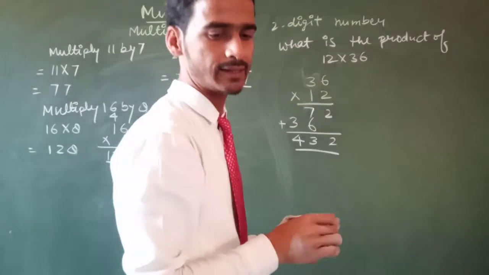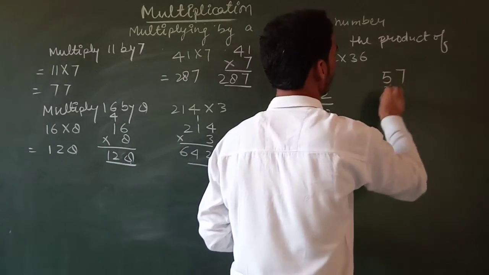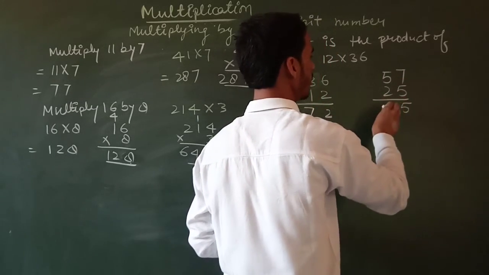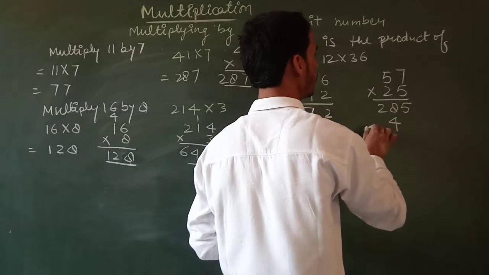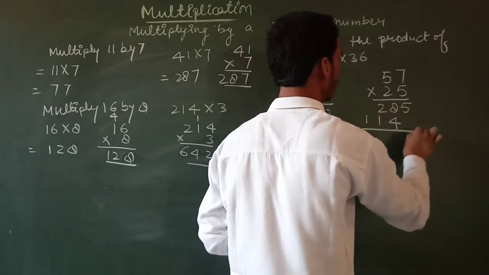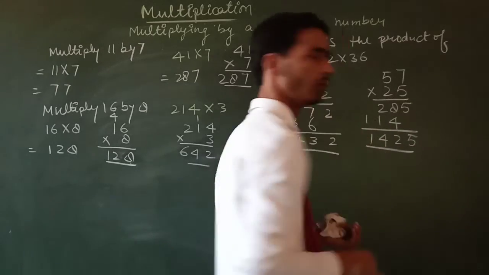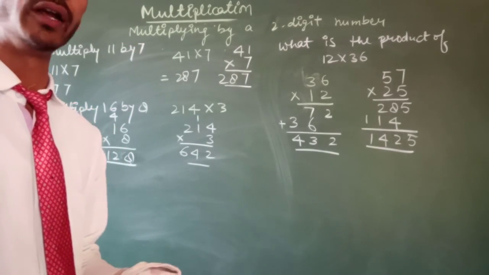Let's take another example. 57 multiplied by 25. 5 sevens are 35, 3 carry. 5 fives are 25, 25 and 3 are 28. Then 2 sevens are 14 and 2 fives are 10, and 1 is 11. That gives 1425. Thank you. We will meet in the next video with the next topic.